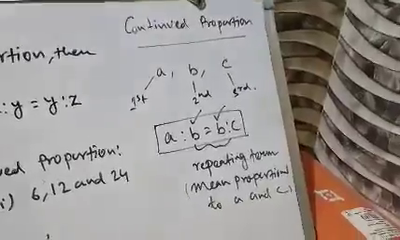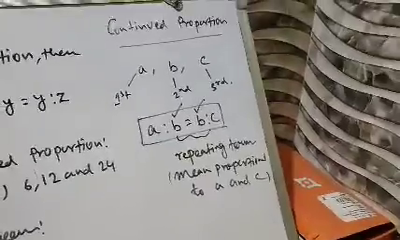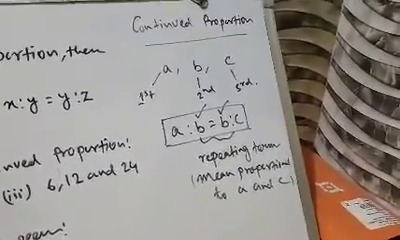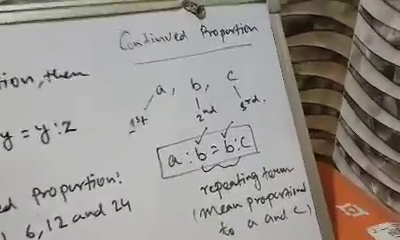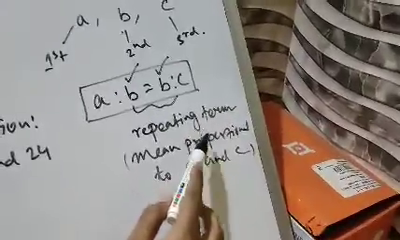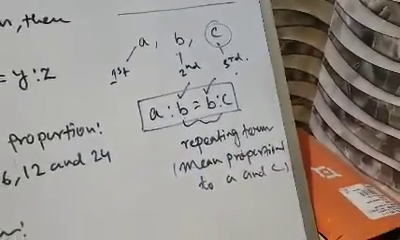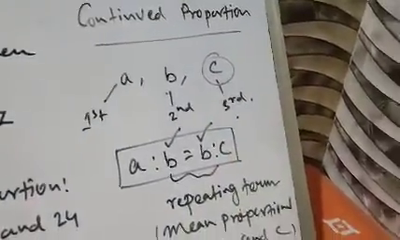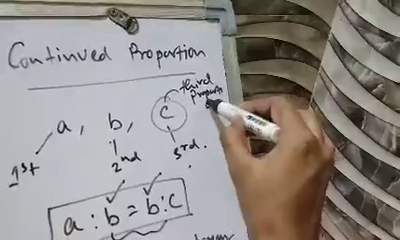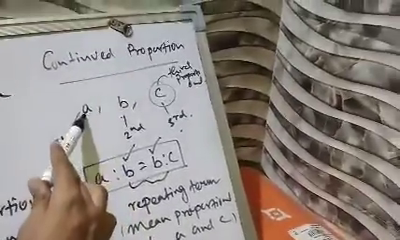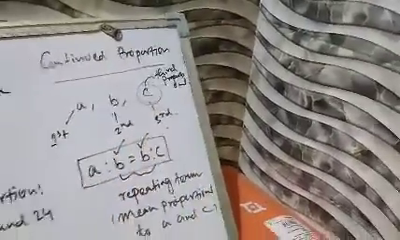That means the three terms will be in continued proportion if the second term is repeated. If the second term in between these three is repeated, then we can say that these three terms are in continued proportion. Clear? B is your second term, the repeating term or mean proportional, and C, the third term, is known as the third proportional. So A is your first term, B is your second term or repeating term or mean proportional, and C is known as the third proportional. Clear?